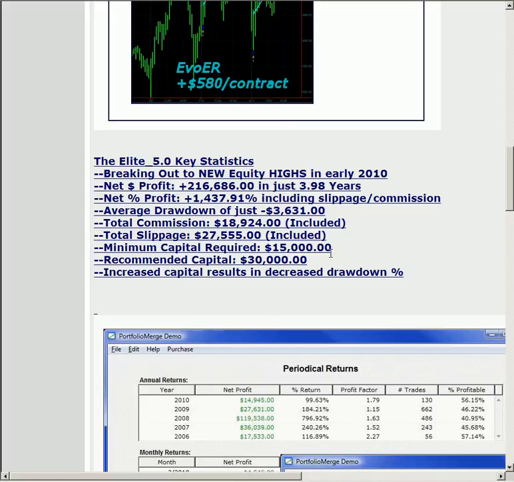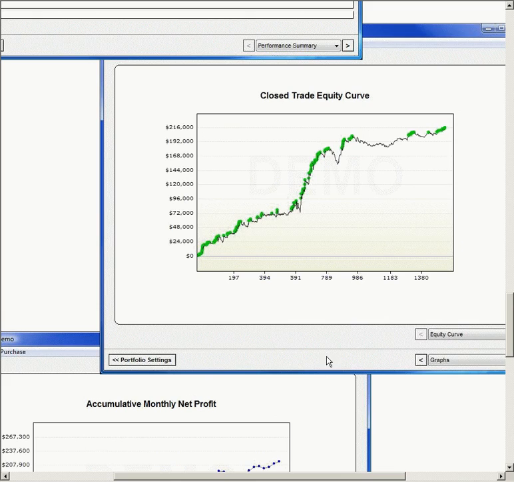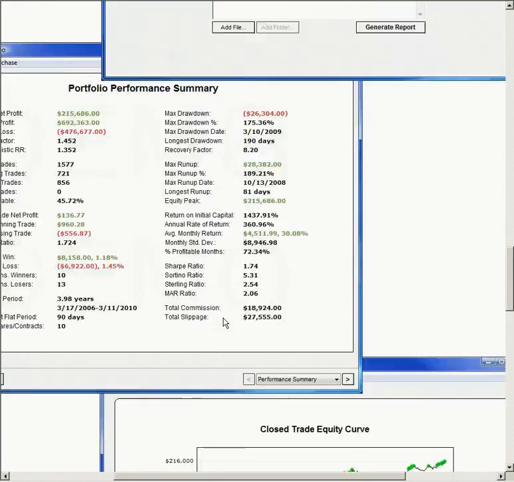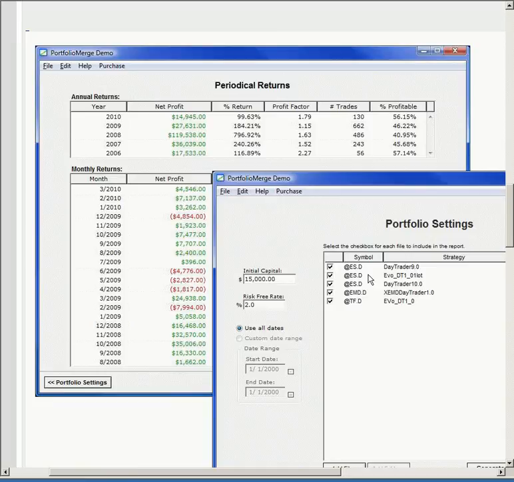Minimum capital $15,000. We'd recommend you trade $30,000, given it is a very aggressive portfolio. But nevertheless, you can get started with just $15,000, and there you can scroll down and see all. Look at this right here. Beautiful new equity highs. Green means new equity highs. There's the monthly profit. Look at the monthly profit right here on this combination of these 5 systems. 4,000, 7,000 in February, 3,000 in January, lost in December, thousands, 7,000.